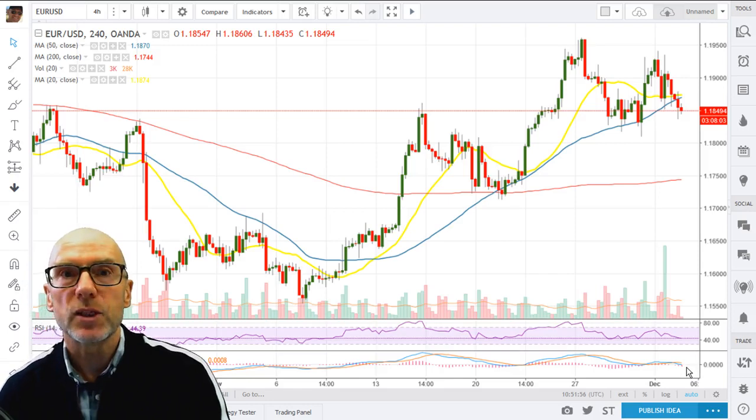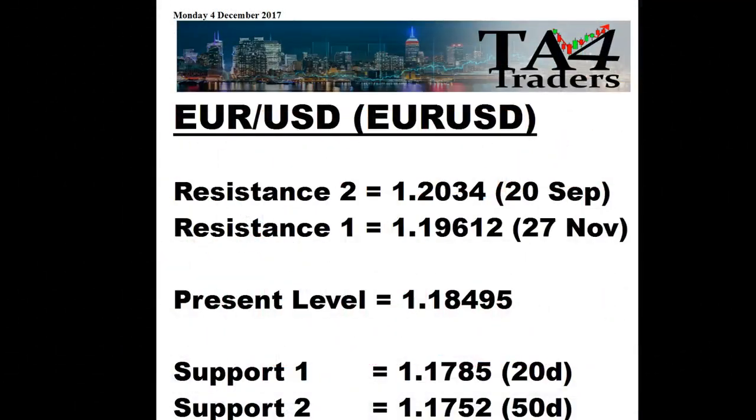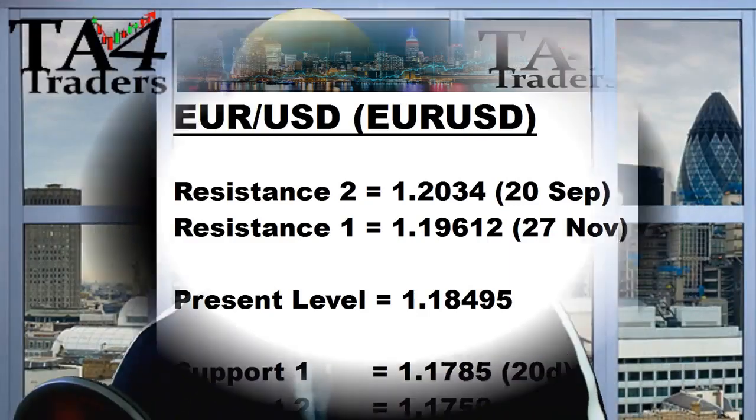Looking at the support and resistance levels, we've got resistance from the high of 27th November, 119.61, then the high of 20th September, 120.34. With supports, the 20-day at 117.85 and the 50-day at 117.52. So that's been TA for Traders, having a look at the euro against the US dollar.